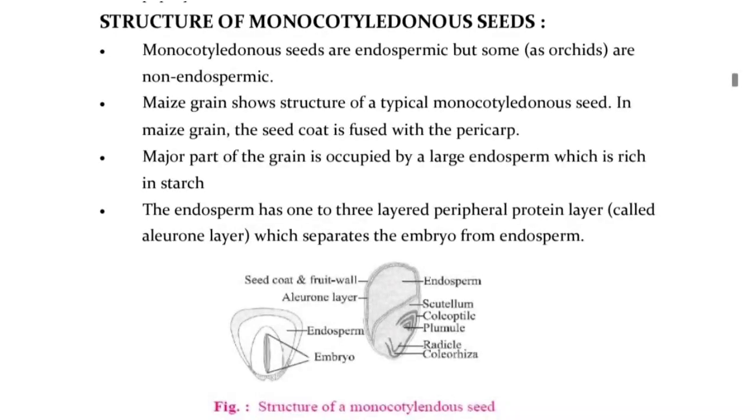Structure of monocotyledonous seeds. Monocotyledonous seeds are endospermic, but some, as orchids, are non-endospermic. Maize grain shows the structure of a typical monocotyledonous seed. In maize grain, the seed coat is fused with the pericarp. The major part of the grain is occupied by a large endosperm which is rich in starch. The endosperm has a 1 to 3 layered peripheral protein layer, called the aleurone layer, which separates the embryo from the endosperm.